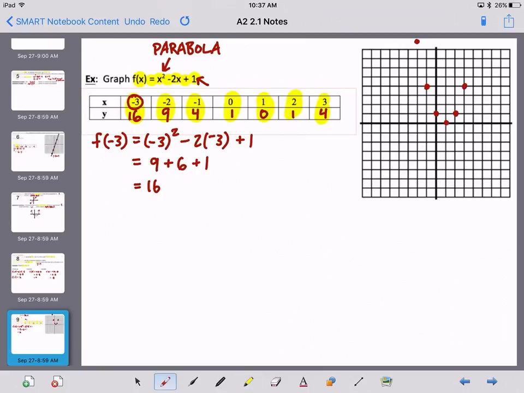And if you were to plug in 4 for an x value, you would actually see that you'd get positive 9 out. So notice that those are symmetric, which parabolas always are. And we're going to do our best to draw a nice smooth curve through those points. And that would be the function.